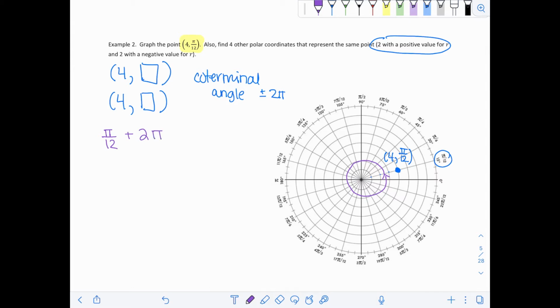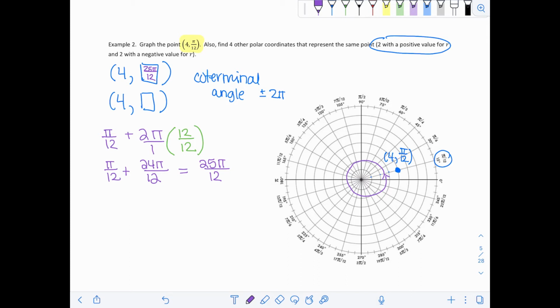And something that you're probably pretty familiar with now is that if you are working in radians, common denominators help out a lot. So in order to add 2 pi, I'm going to make that 2 pi over 1. I want to get a common denominator, so I'm going to multiply it by 12 over 12. So pi over 12 plus 1 full rotation, written in common denominator form, is pi over 12 plus 24 pi over 12. So I get 25 pi over 12. And that's what I'm going to plug in for this first answer. 25 pi over 12.